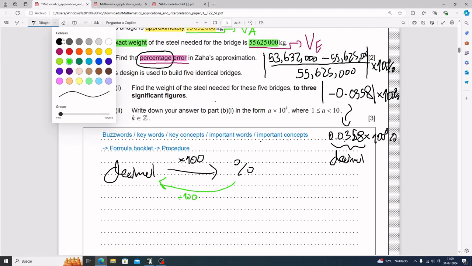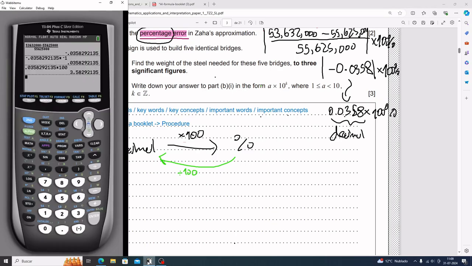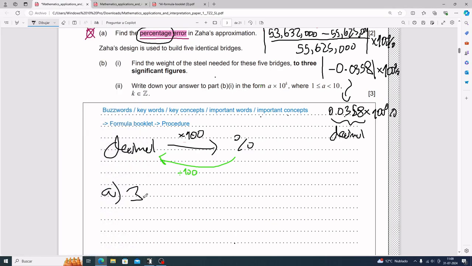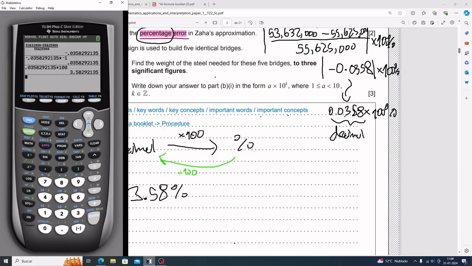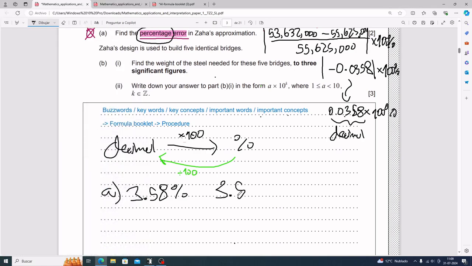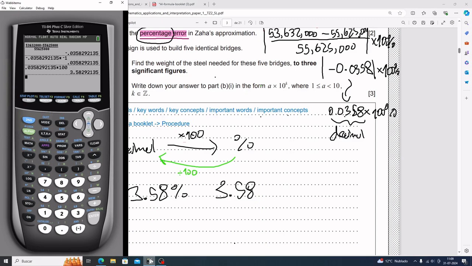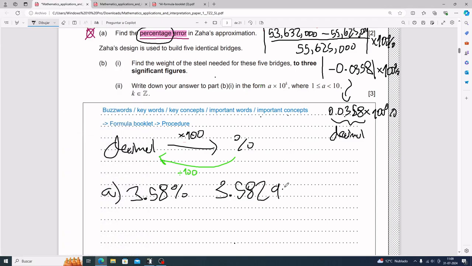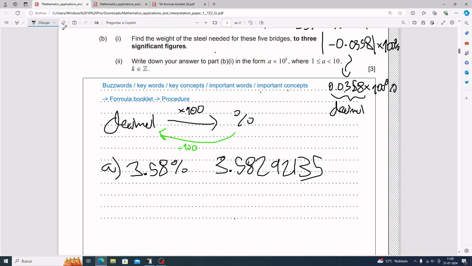The answer for part A is going to be 3.58%. Okay, and just as a disclaimer, I should have mentioned it earlier, but I am leaving it in significant figures. My final answer, I mean the long version, is 3.582921 35. So you can leave it as this long sort of version, or you can get comfortable with significant figures. Count 1, 2, 3. Do you round it up or keep it the same? You keep it the same, so you can just leave it as 3.58%.